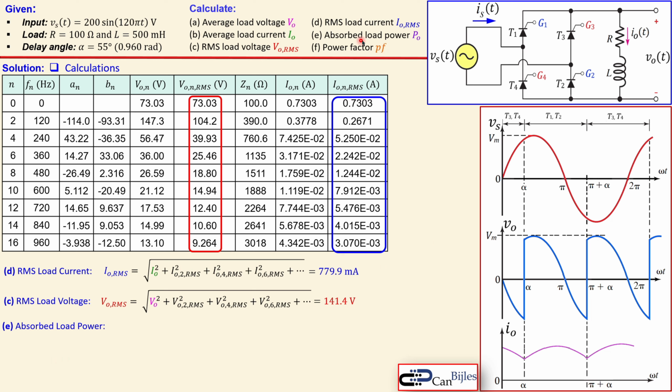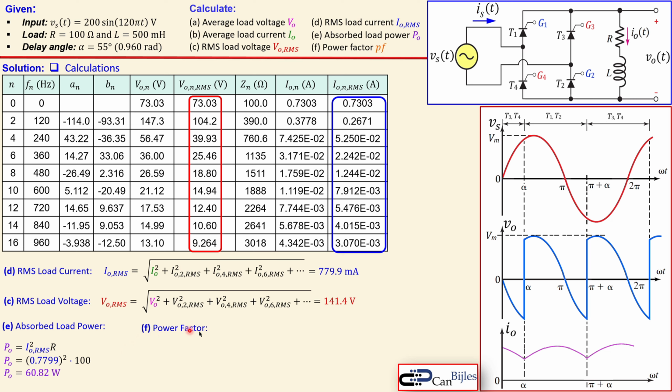Now, question E, which is our observed load power. That can be calculated using the RMS load current squared times the resistor in this case, so 0.7799 squared times 100, which results in 60.82 watts.